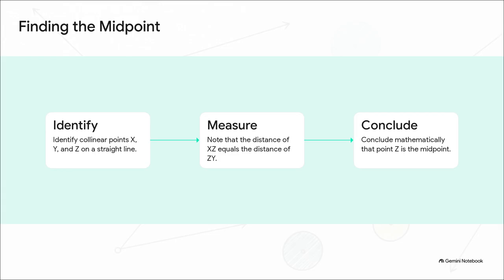So step 3, because those distances match perfectly and the points are collinear, we can confidently say that point Z is the midpoint of segment XY. It is sitting perfectly in the dead center.